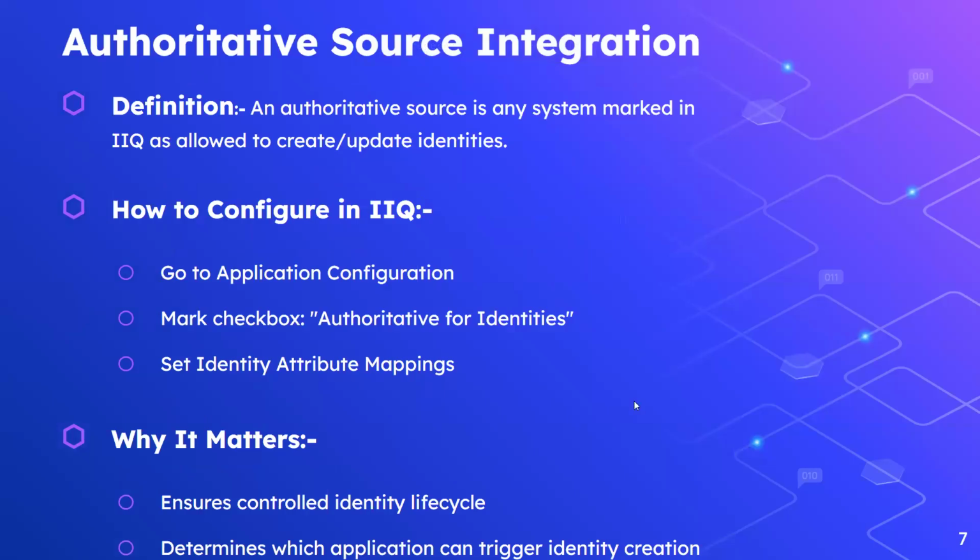How to configure in IIQ: go to application, mark the checkbox authoritative for identity, set identity attribute mappings. Why it matters: it controls the identity lifecycle and determines which application can trigger identity creation. Okay, got it.